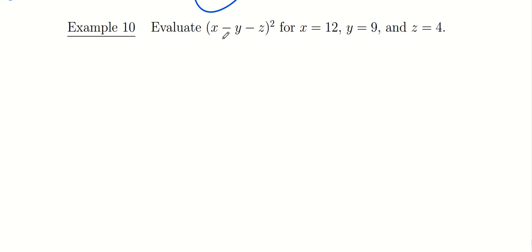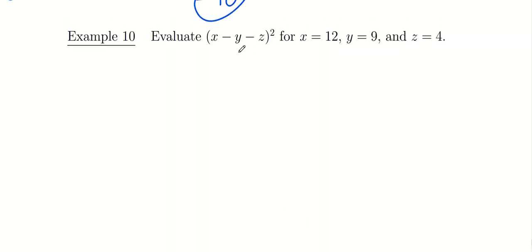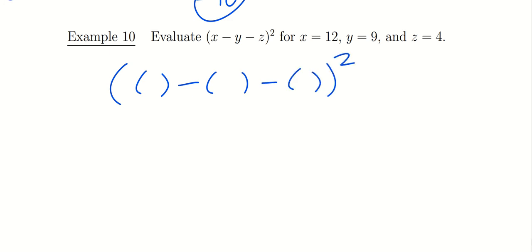Let's take a look at another one. Here in example 10, we want to evaluate this expression. So we have 3 variables, and we have 3 values. X is going to be 12, Y is going to be 9, and Z is going to be 4. So this is what our expression looks like. It's the X value minus the Y value minus the Z value, whole thing to the second power. Everywhere I see an X, I'm going to put a 12. Everywhere we see a Y, I'm going to put 9. And everywhere we see a Z, I'm going to put 4.